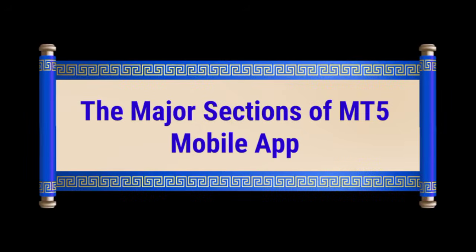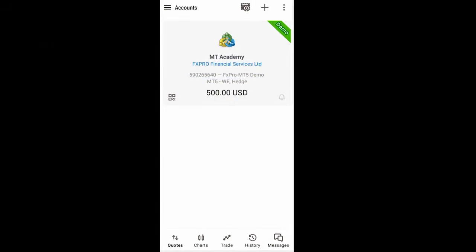All right, so this app has 4 basic sections that you will always be walking through. First is this quote section, next is this chart section, next is the trade section, then the history section. These are the sections you'll be working with most frequently. The message section, you may not always go there. There you get messages on the news about the market and all that, but these 4 sections are the major sections that you need to trade with MetaTrader 5.